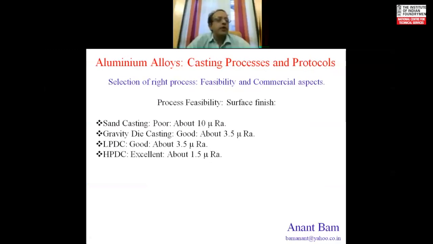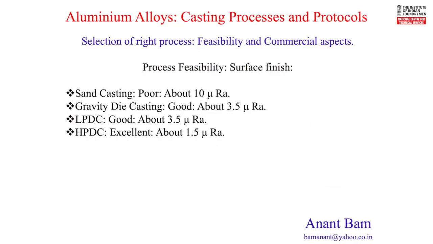For gravity die casting, the best possible finish is 3.5 micron Ra. For LPDC, same, because the die manufacturing process or the die surface and the coating surface both put together deliver the surface finish. For high pressure die casting, since the coating is different, it is in liquid form, the mirror polished die can deliver you the mirror polished casting. So the surface finish is excellent in high pressure die casting, which is about 1.5 micron Ra.